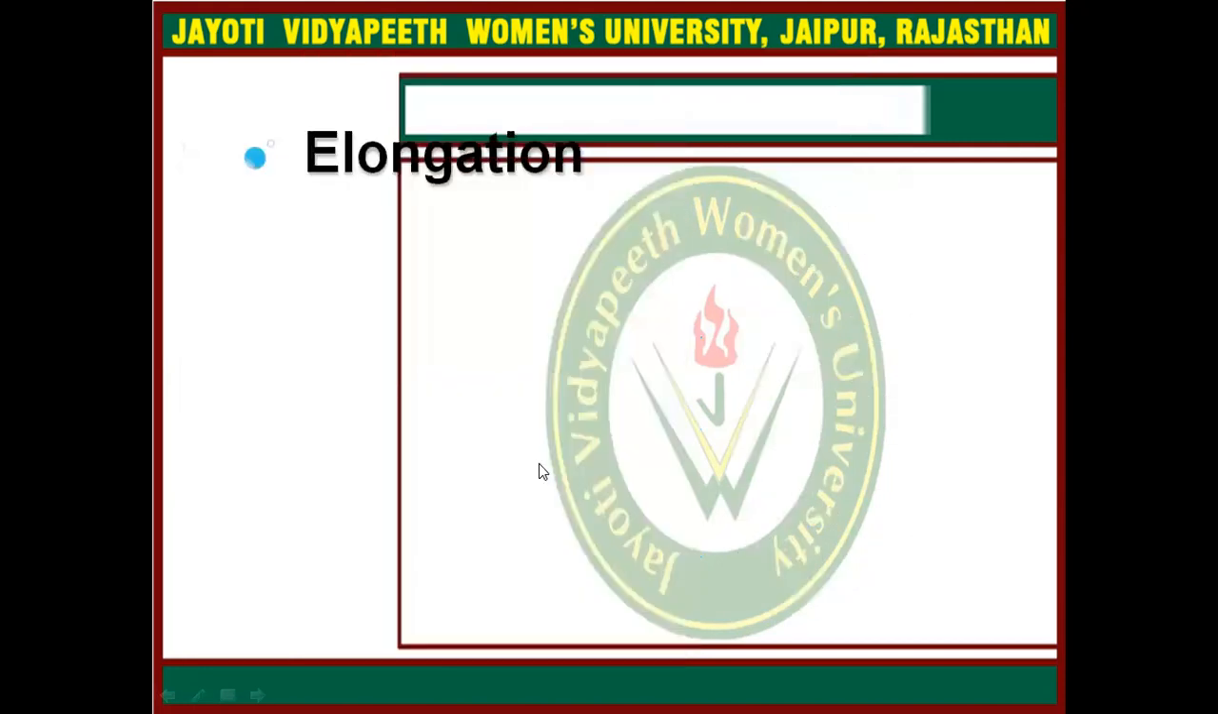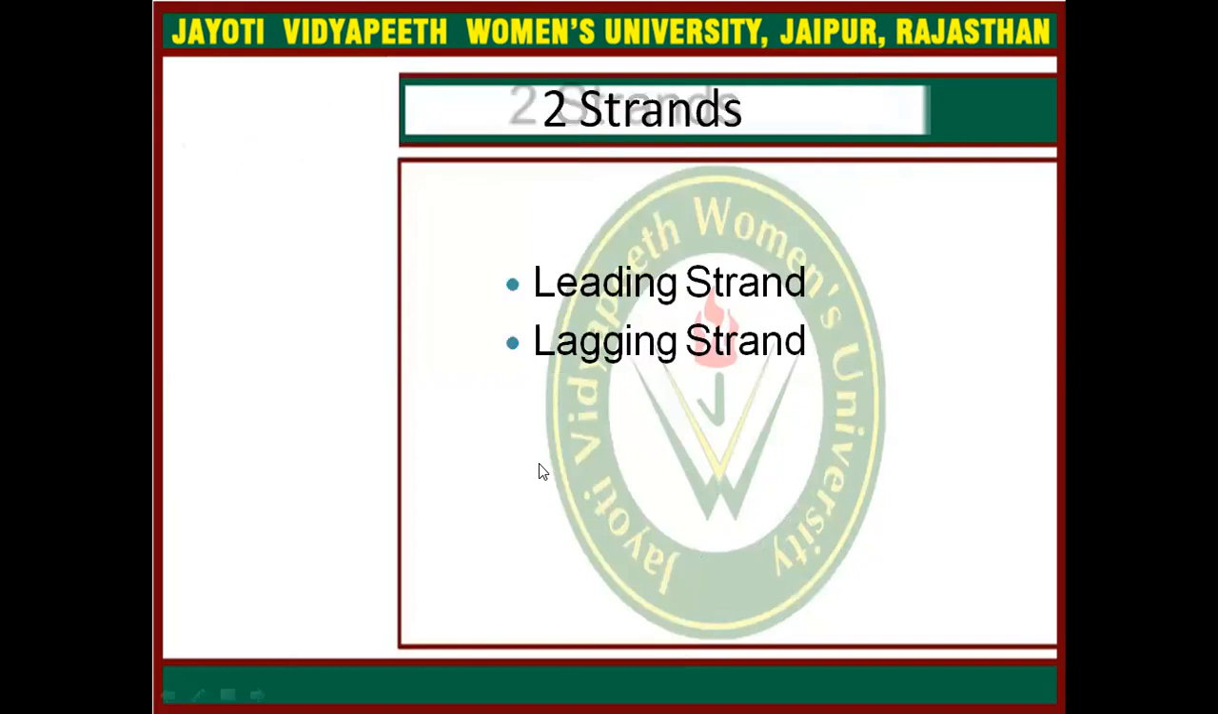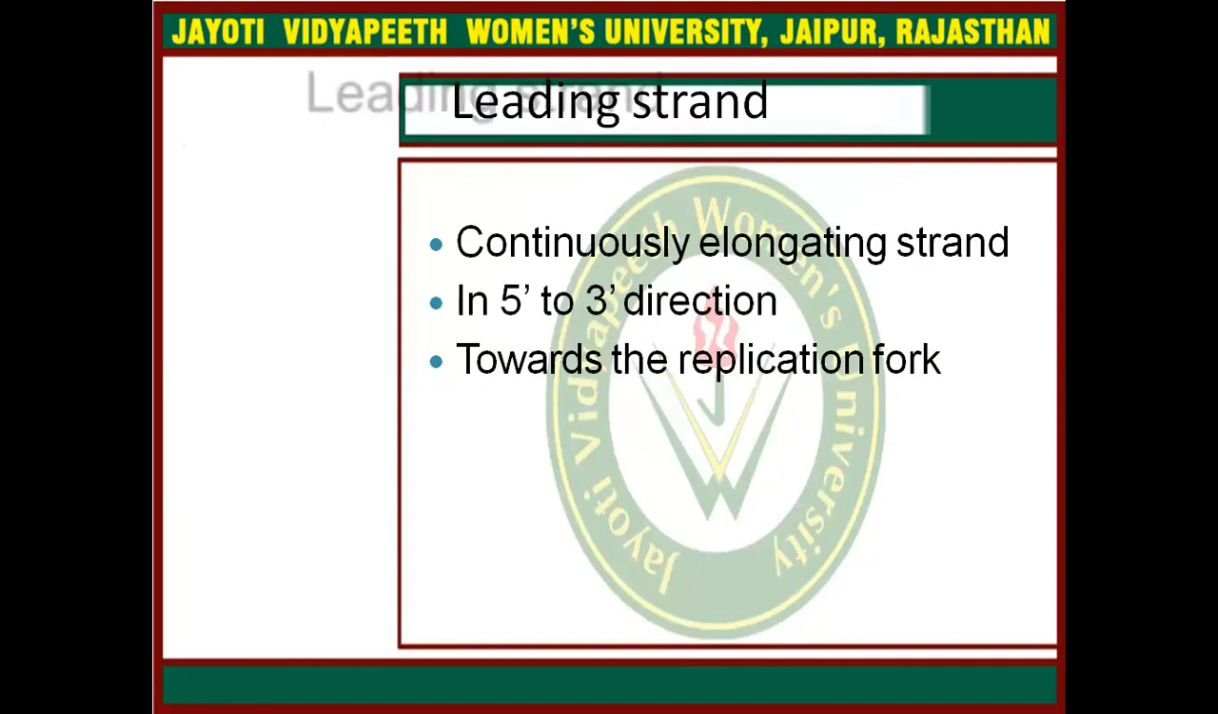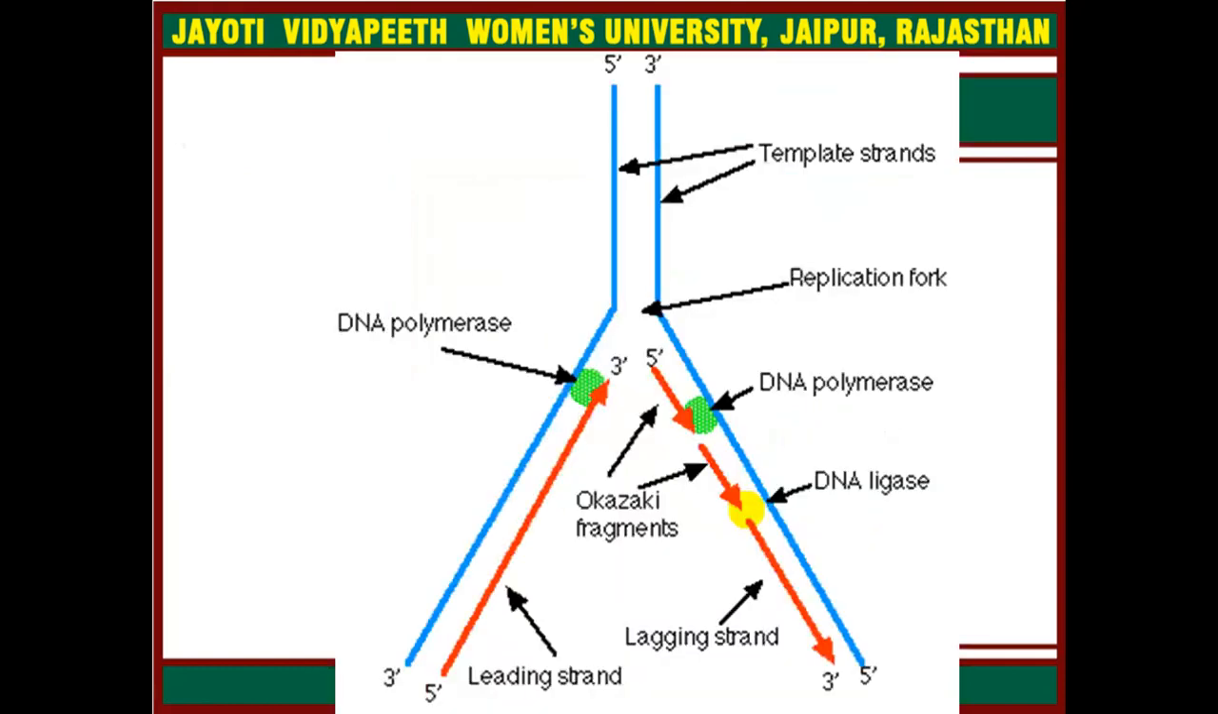Next one is the elongation process. As I told you before, there are two strands which will be formed. First is the leading strand, which is the continuous strand. Next one is the lagging strand, which is made up of the Okazaki fragments. The leading strand is continuously elongating and it's in the 5' to 3' direction towards the replication fork. That's why it is continuous.